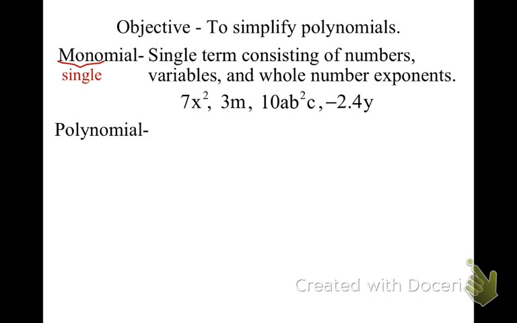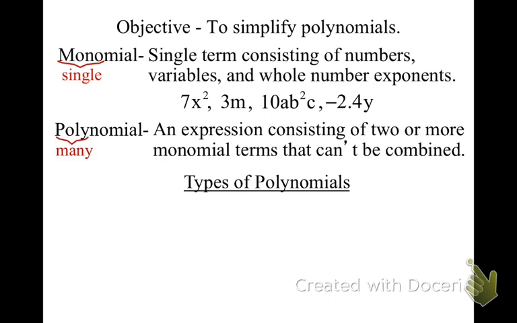A polynomial, mono means single, poly means many, right? A polynomial is an expression consisting of two or more monomial terms that can't be combined. So, for instance, two or more that are unlike terms. If I had 5x squared plus 2x, these are unlike terms. A term is alike if the variable and the exponent are the same. And since this variable is to the first power, these are unlike terms. So this is a polynomial because the terms are unlike.